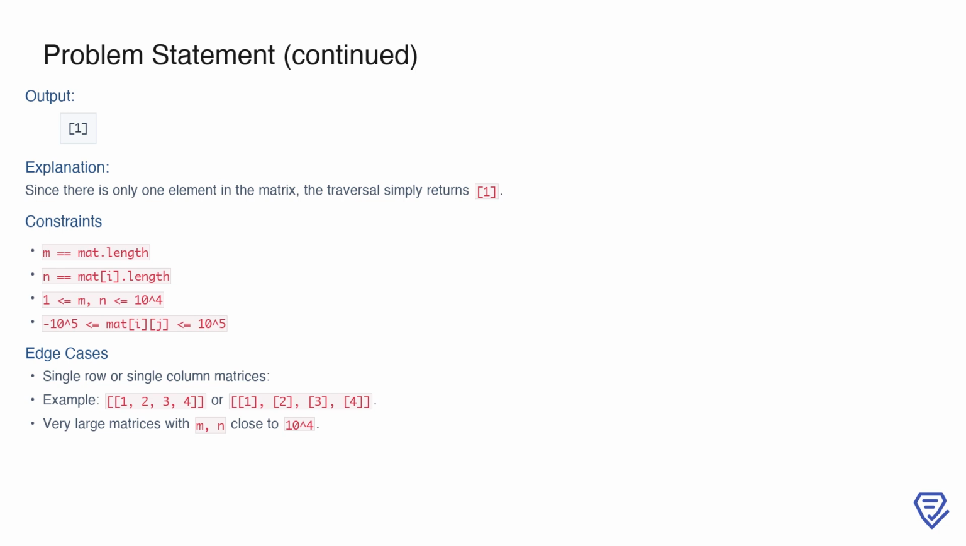For the third example, we have a matrix with just one element, 1. The output here is straightforward, as the matrix only contains the value 1. Since there are no additional rows or columns, the traversal simply involves returning the single element in the matrix, which results in 1. This scenario highlights how the problem handles the simplest case of a single element matrix.